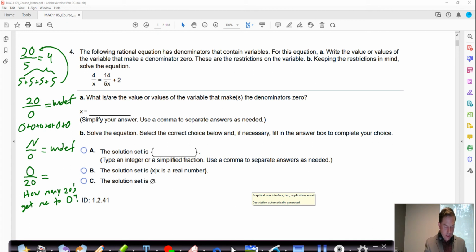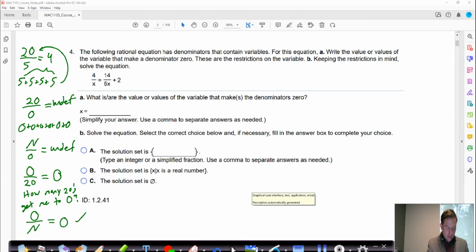How many 20s get me to 0? Don't overthink it. The answer is 0. Just don't add any of them. If I take 0 20s, that produces 0. So you can have a number divided into 0. So 0 divided by any number is 0.